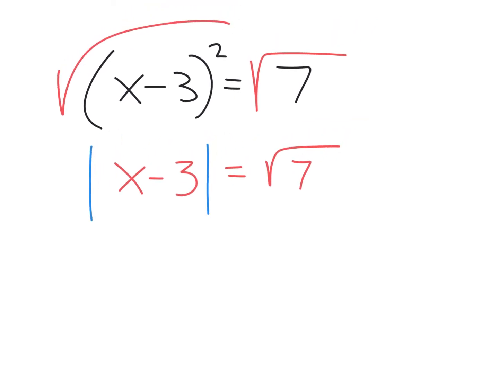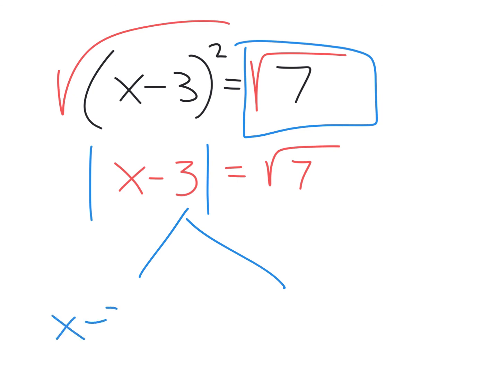I don't want you to think, see, this can't magically turn into two things, plus root 7 and minus root 7. That just can't happen. But this can split into two equations. x minus 3 is the square root of 7, and x minus 3 is the negative of the square root of 7. And from there, you should be able to solve it.